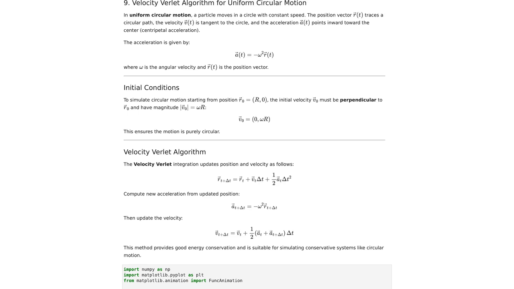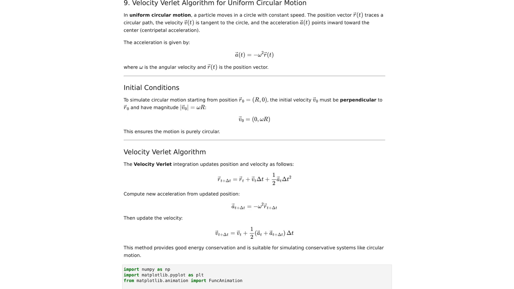Then, we update the velocity vector using v at t plus delta t equals v at t plus 1/2 times the sum of the acceleration vector at t and the acceleration vector at t plus delta t, all multiplied by delta t. This method is well suited for such conservative systems because it generally conserves energy well. The provided Python code implements this.